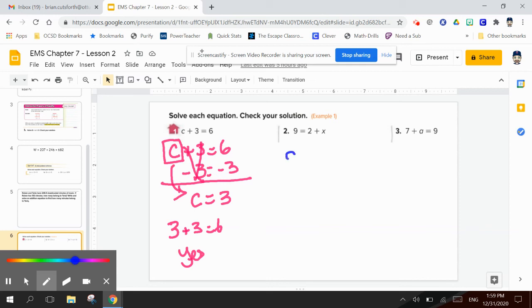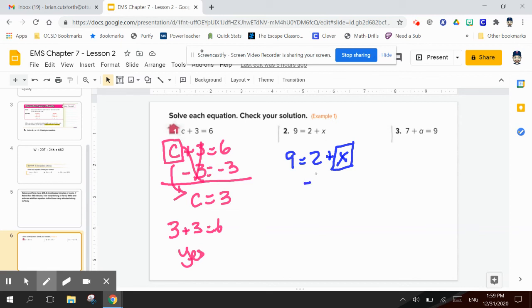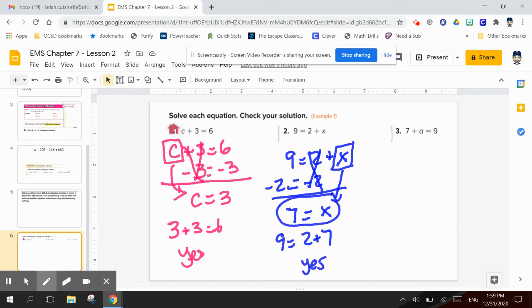Number 2 says 9 equals 2 plus x. Again, we want to get our variable by itself. So we have 2. That's a positive 2 because there's no subtraction or negative sign in front of it. So we're going to subtract 2 from both sides. 2 minus 2 is 0. I'm left with x equals 9 minus 2, which is 7. So then I check to see if that's right. Is 9 equal 2 plus 7? Yes. So 7 is our value for x.